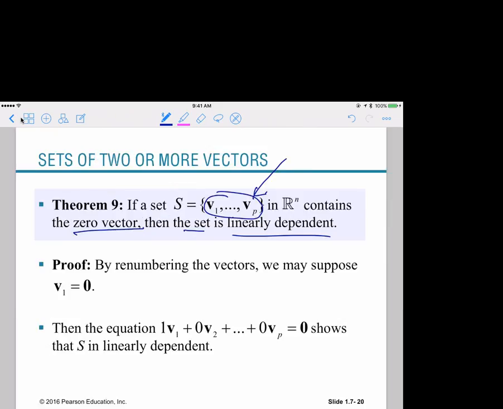So among the vectors that we are given, if it contains the zero vector, we don't need to bother at all. We can immediately conclude that they are linearly dependent.